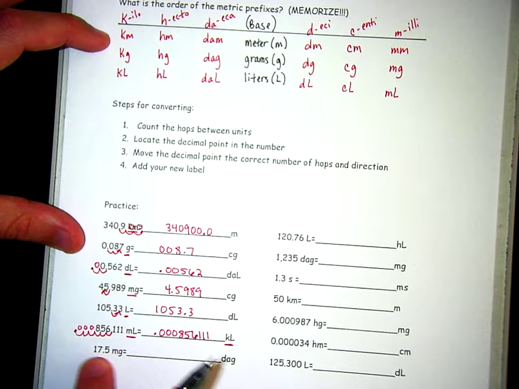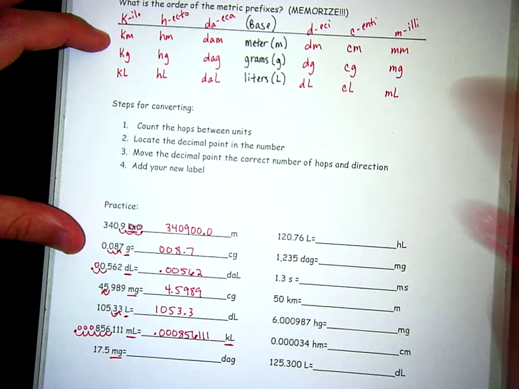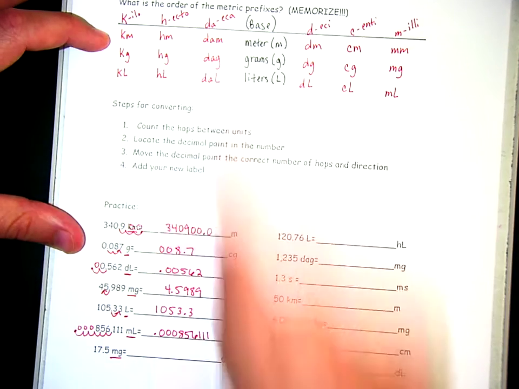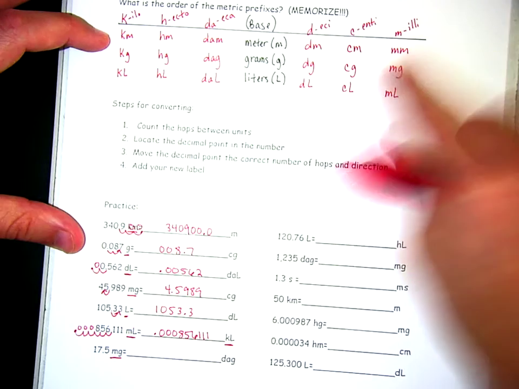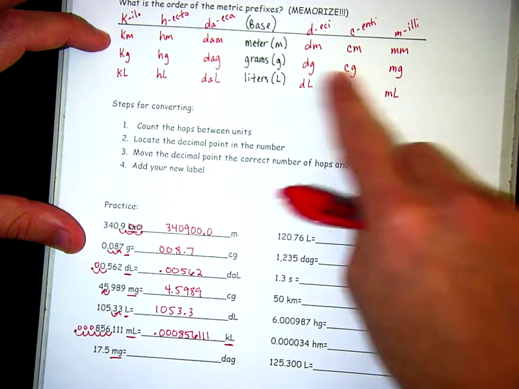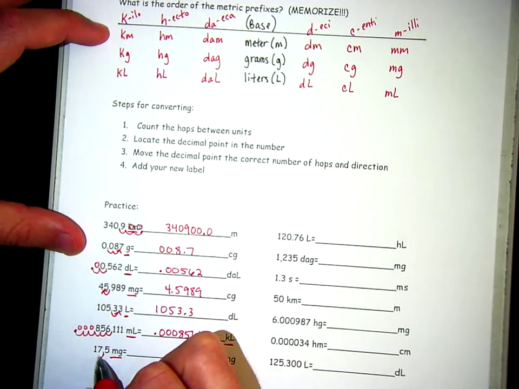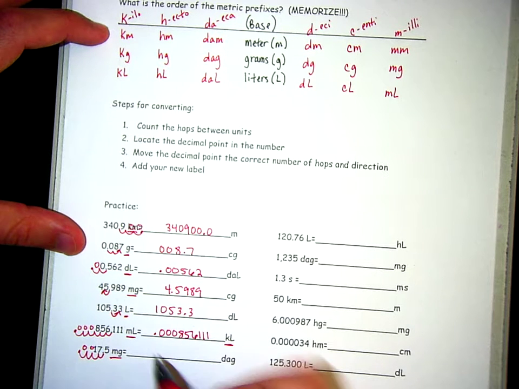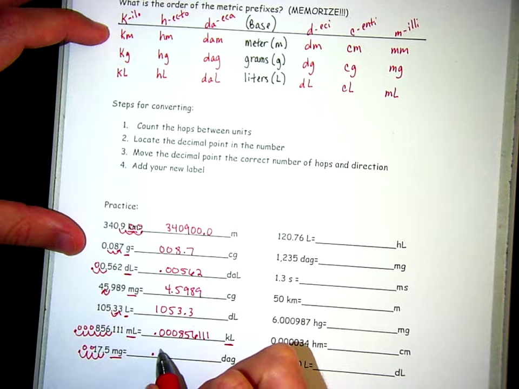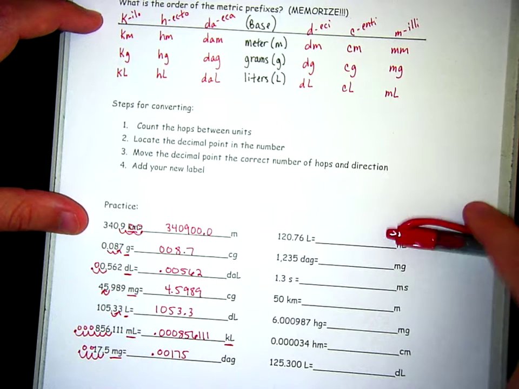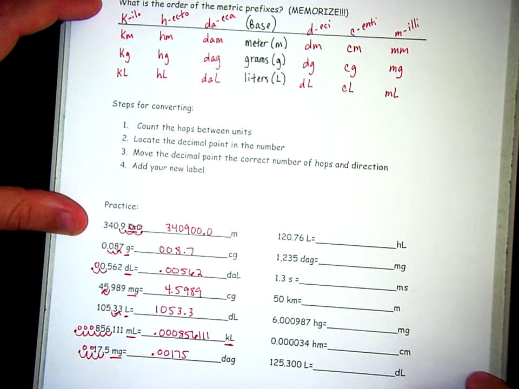Last one for guided practice. We're given 17.5 milligrams. We're starting at mg here, and we're going to move all the way to a decagram, dag. So we move the decimal 1, 2, 3, 4 places to the left. Empty spaces get zeros. Our new number will now read as 0.00175 decagrams. The rest of the problems here on the right hand side will be ones for you to do on your own as independent practice.